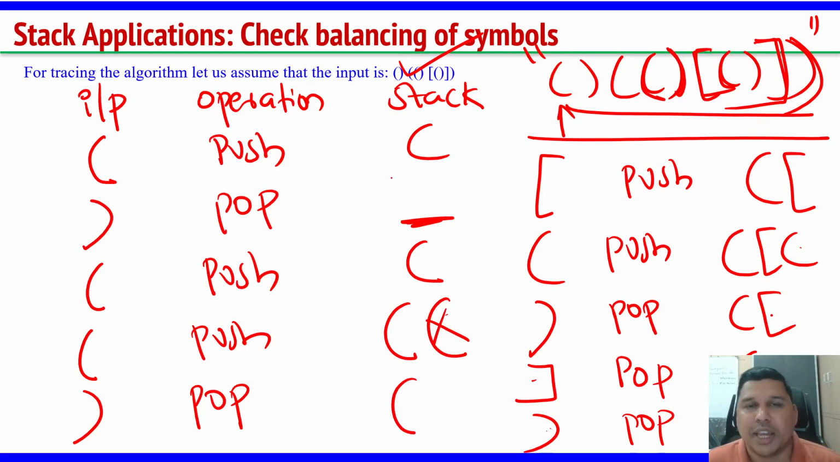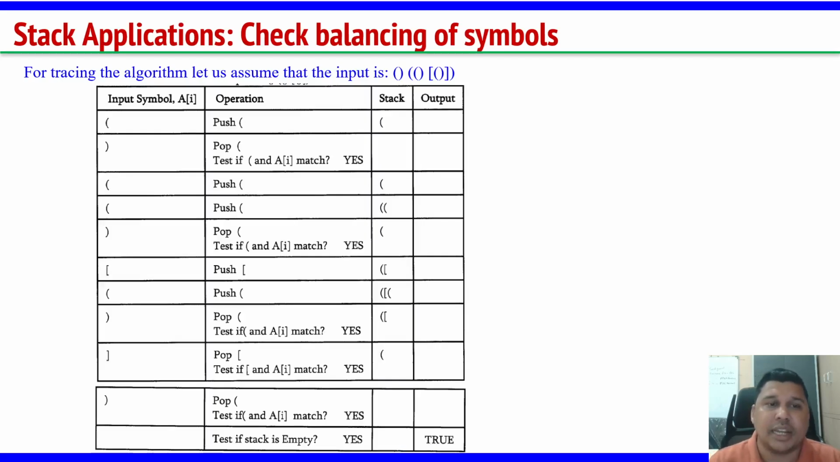Therefore I can say this given expression is a balanced one, or brackets are balanced. Otherwise you say brackets are not balanced. Okay. So this is the working. Generally if you are having theoretical exams, they ask you to draw this table and show how at each step, after taking each input symbol, what operation you are performing and what is your current stack. Okay, that way you can show this.